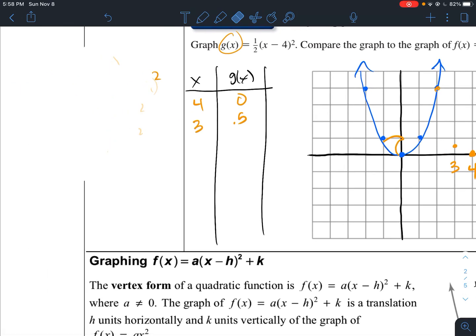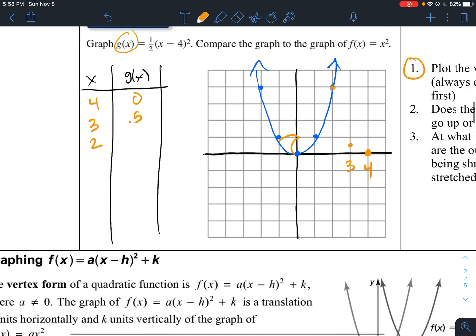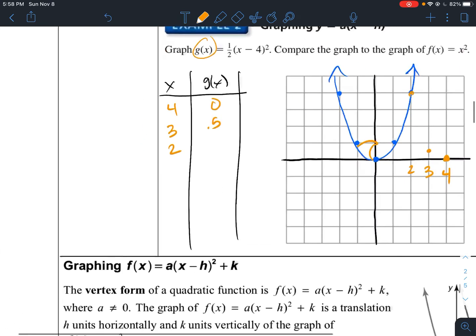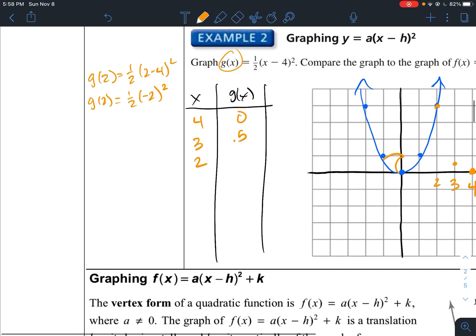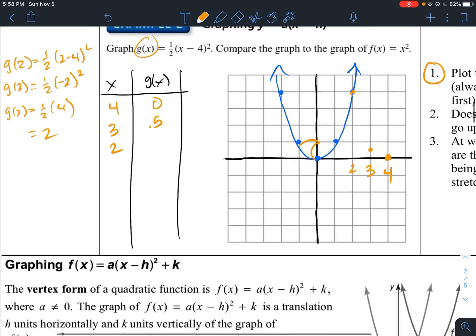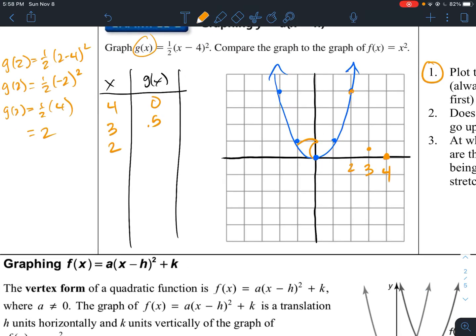Okay. Now we can continue. Let's try when x is 2. So this is when x is 2. What will g of x be? So we can do g of 2, which is equal to 1 over 2 times 2 minus 4 squared. So g of 2 is equal to 1 over 2 times negative 2 squared. So that's g of 2 is equal to 1 over 2 times 4, and that's equal to 2. So when x is 2, y is 2.